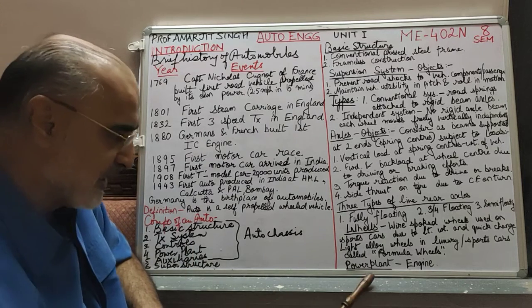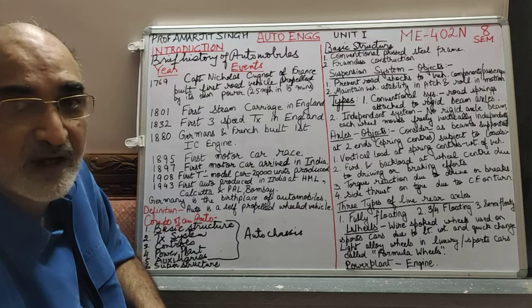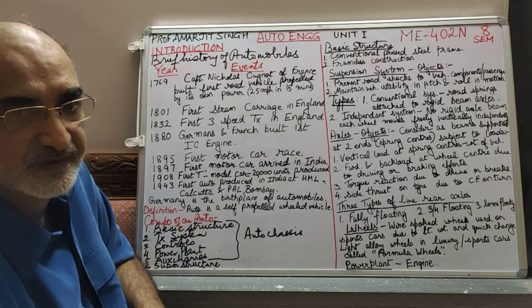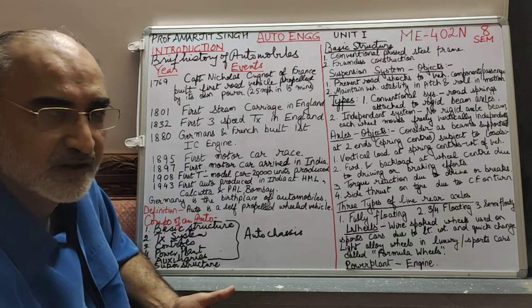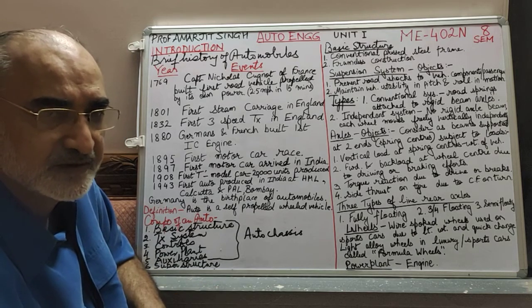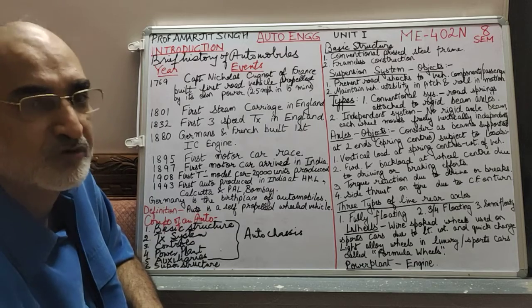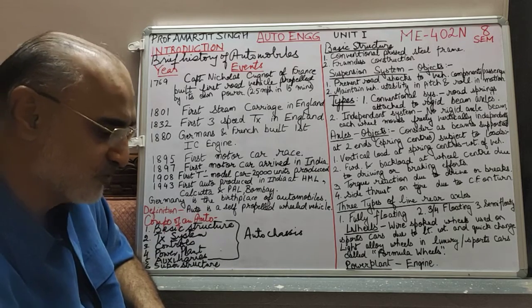Coming to the power plant, the power plant is nothing but the engine, internal combustion engine, maybe a 2-stroke, a 4-stroke, and there are various other types of IC engines and other engines which we will be studying in detail subsequently.